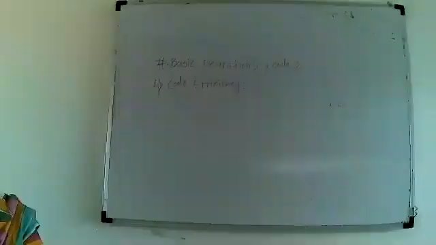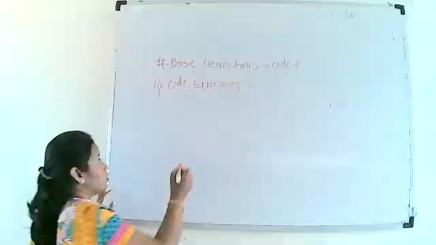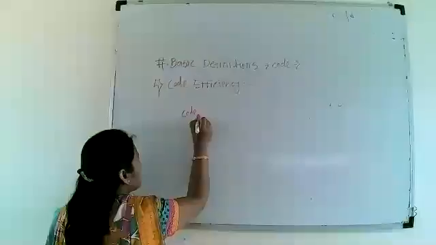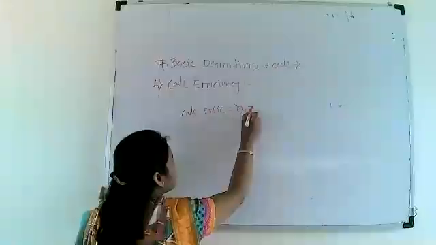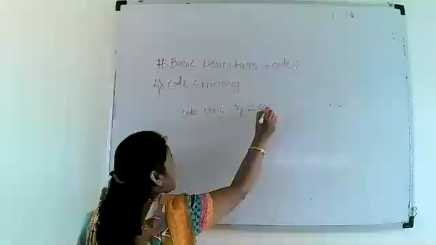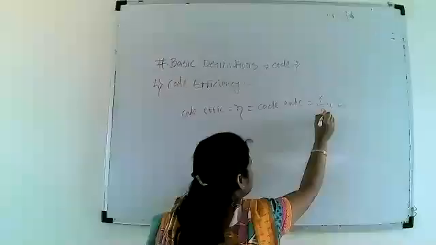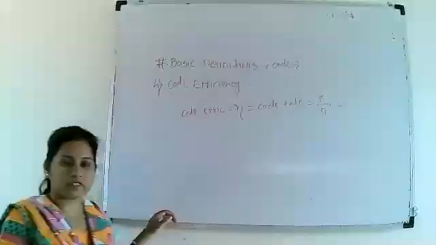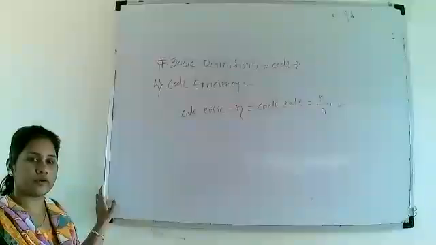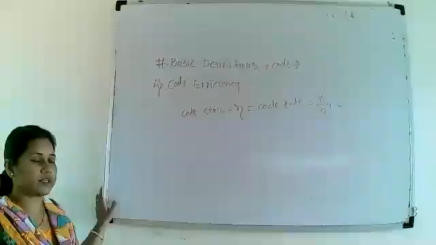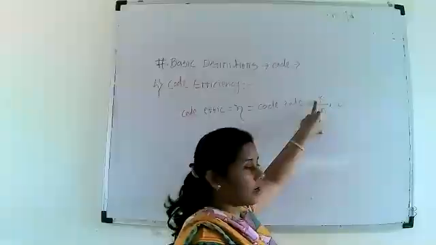Code efficiency we can represent by the code rate. Code efficiency is equal to the code rate, which is K by N. The total number of message bits from the code word over the total number of transmitted code word bits. Same as the code rate.